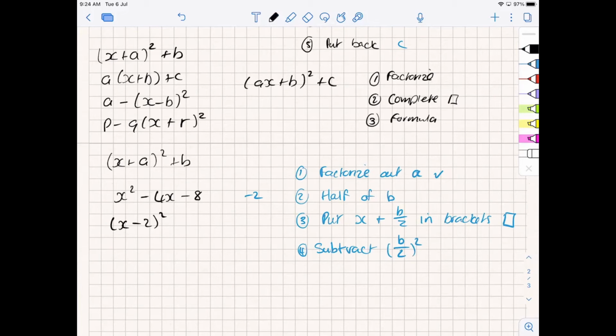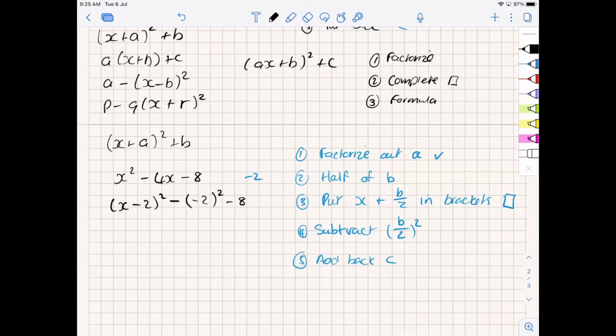So when I write this, I'm going to write subtract, okay? I'm subtracting, and what am I subtracting? Now I'm going to open a bracket because I'm taking away whatever comes out of this. I'm subtracting half of b, which I worked out to be negative 2 squared. That's what I'm taking away. All right. Step number 5, add back c, because we can't just forget about c. So c is just minus 8 in this example. And the last thing is just to quickly tidy everything up.